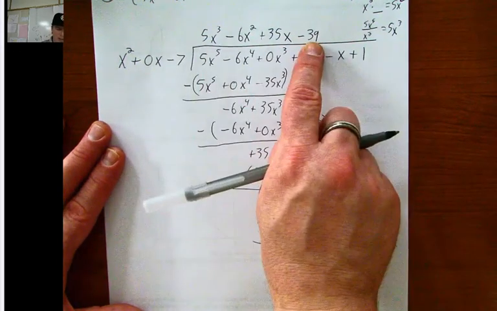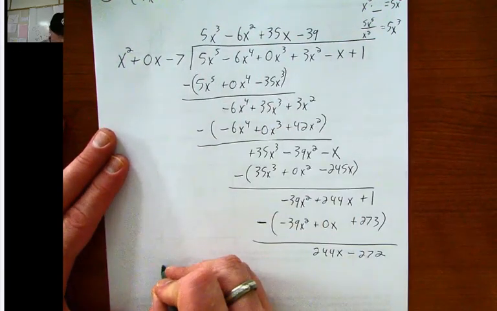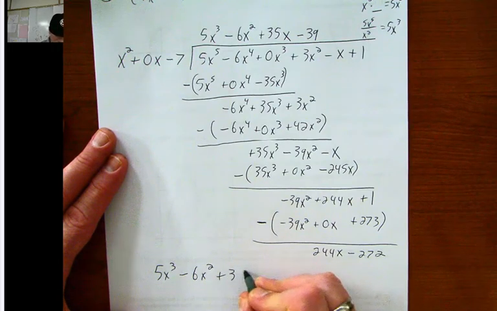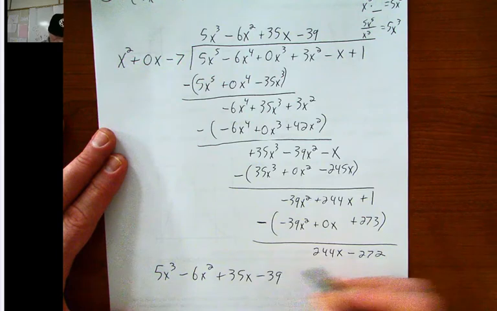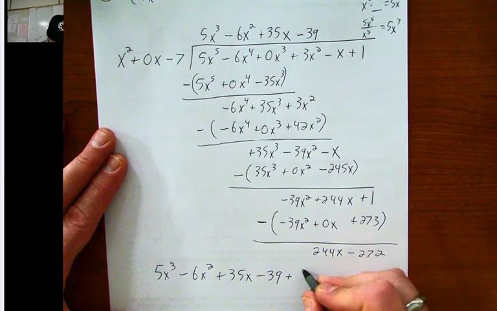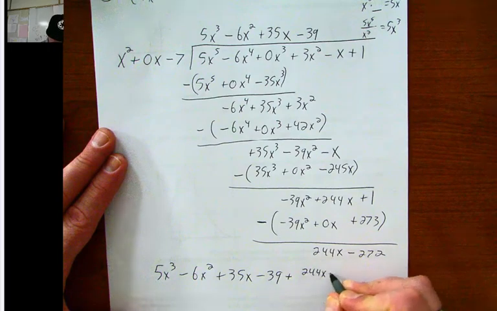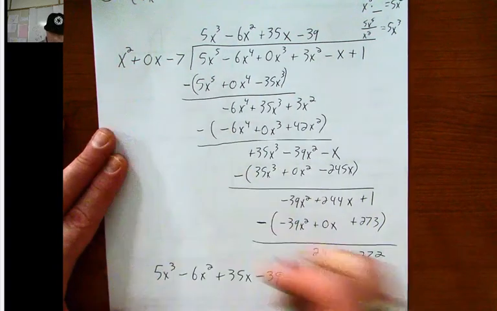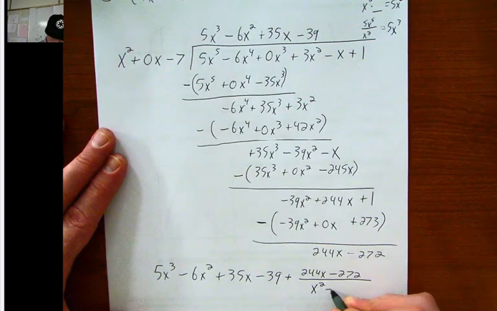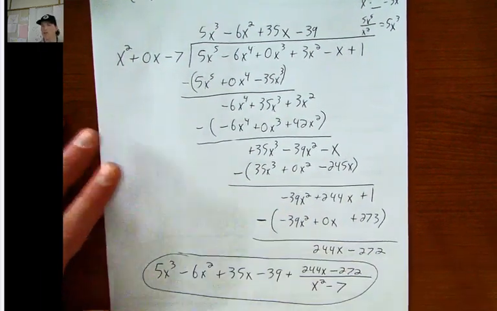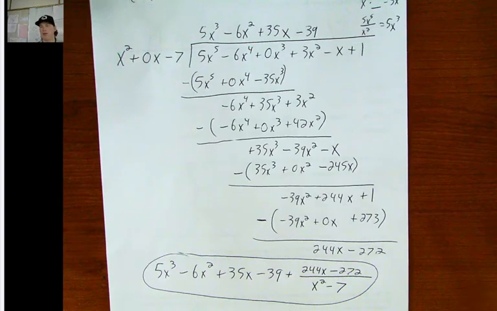So our final answer is all this stuff. So 5x cubed minus 6x squared plus 35x minus 39, then the remainder, so plus this stuff, 244x minus 272, all divided by the stuff we divided, x squared minus 7. And like I said, if you can do this problem flawlessly, you're going to be able to do any long division I would ever throw at you.